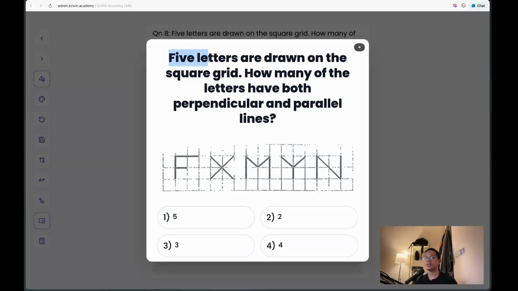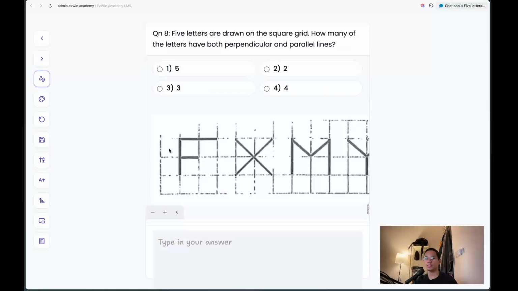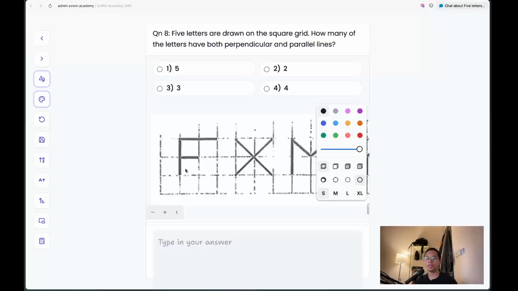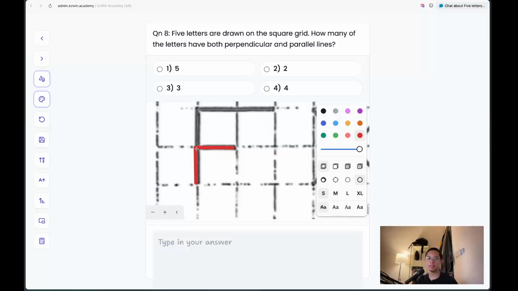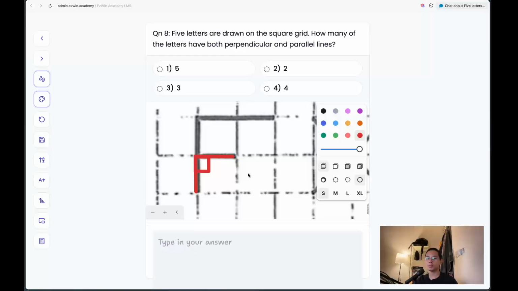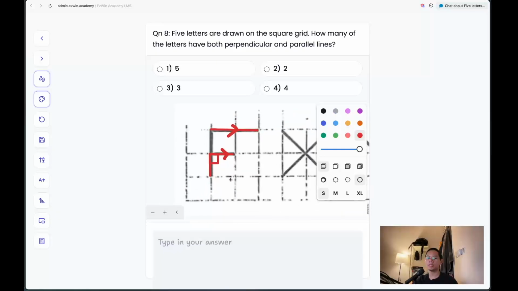Question 8. 5 letters are drawn on the square grid. How many of the letters have both perpendicular and parallel lines? So let's start with the first one over here, which looks like an F. In this case, we do have a perpendicular line, like this, 1 and 2, and this gives us a perpendicular, as well as over here. At the same time, we also have a parallel line. So I'm going to mark it red as well, and this is parallel. So that means this is correct. So we have 1 correct.